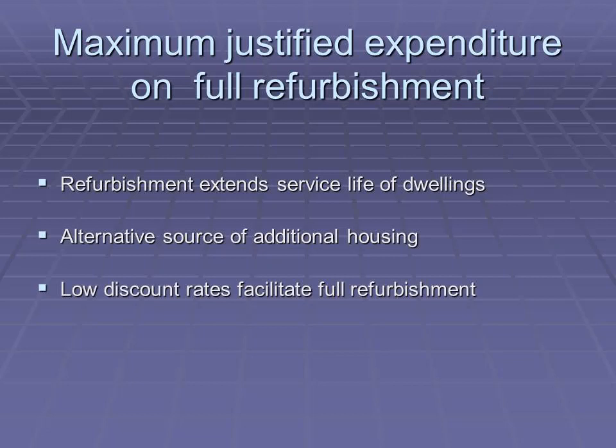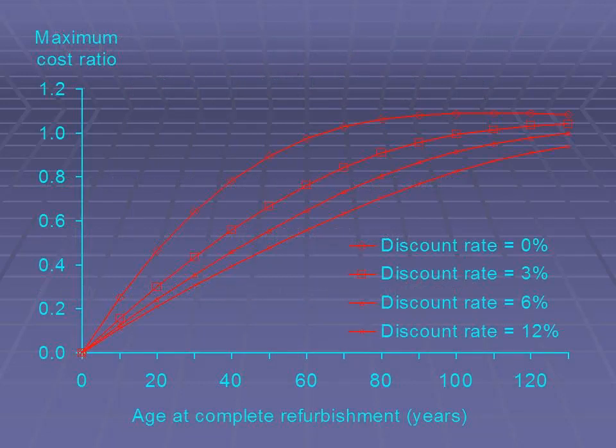As can be seen on the following graph, low discount rates facilitate full and complete refurbishment. In this scenario, annual maintenance costs increase from 1% of the costs to construct a new dwelling at the age of 0 to 2% by the age of 130 years. A maximum cost ratio of 0.5, for example, means that half the costs to construct one dwelling can be justified on refurbishment of an existing dwelling.